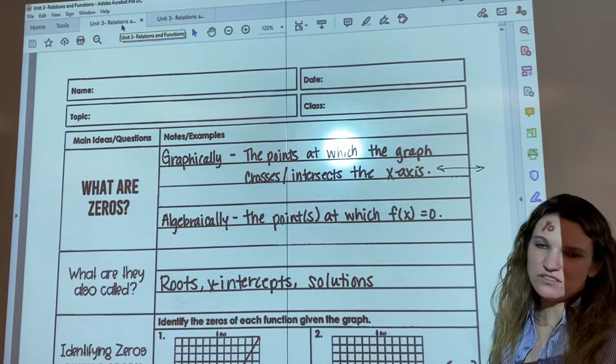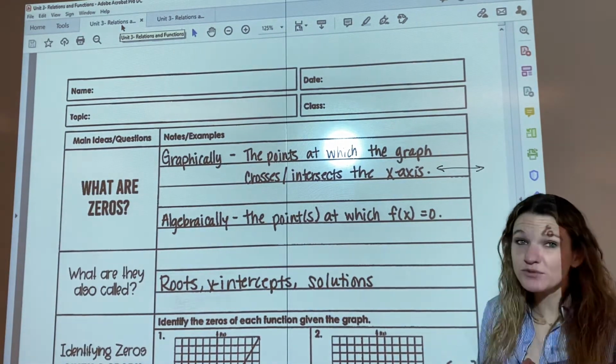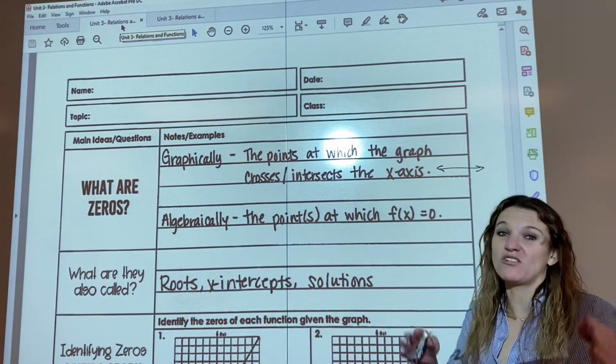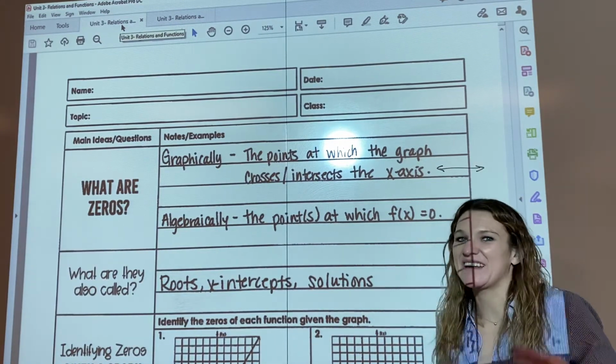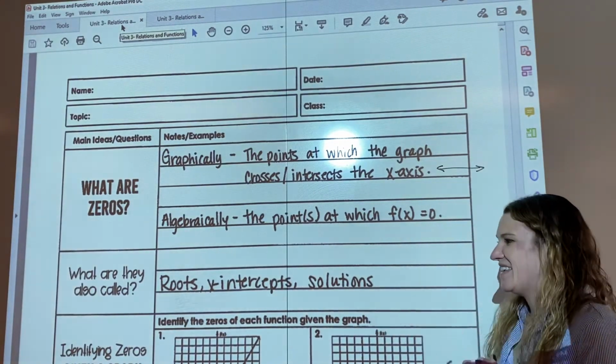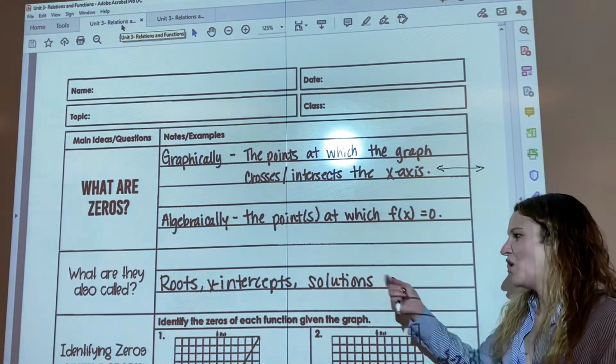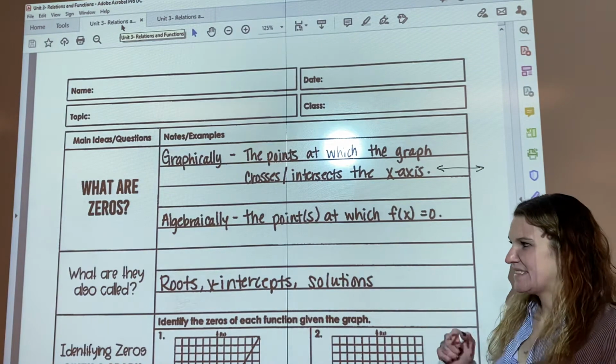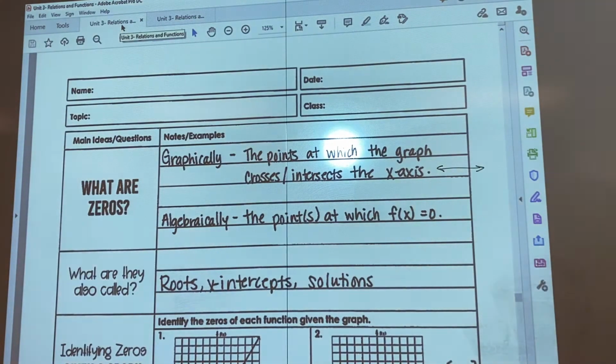What are they also called? Sometimes we call them the roots of the function. Sometimes we call them the x-intercepts, because obviously it crosses or intercepts, just like intersects, the x-axis. And we also call them the solutions. So take a second and copy that down. Feel free to pause the video if you need to.